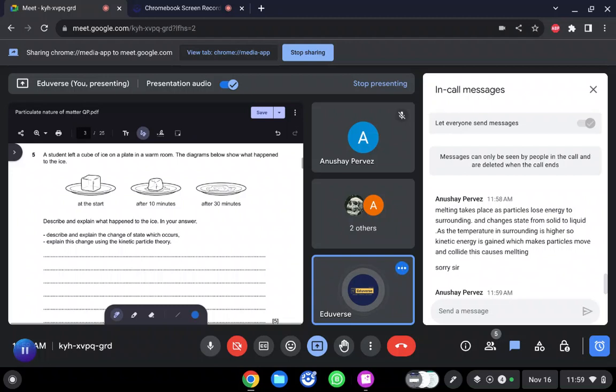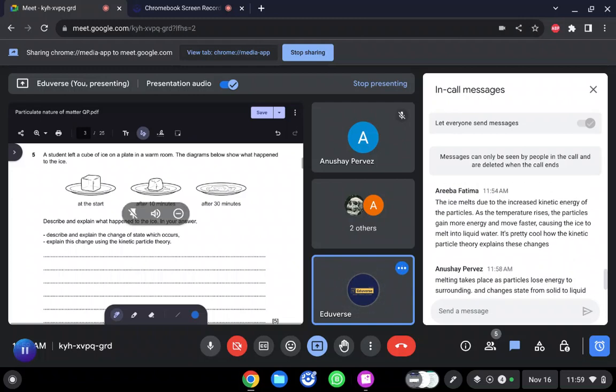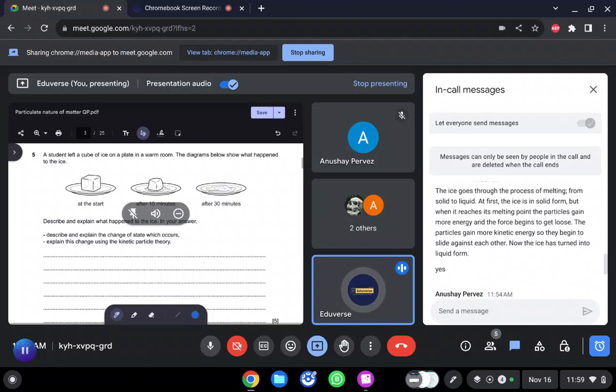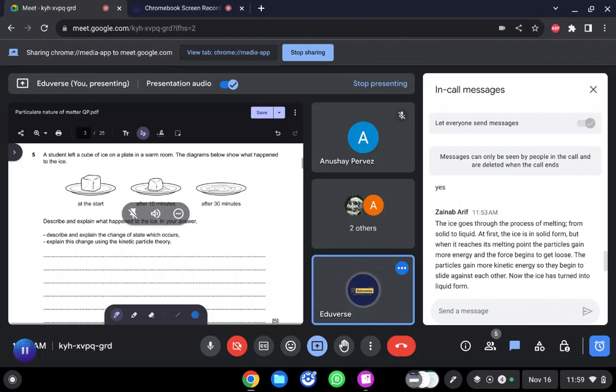As the temperature in the surrounding is higher, the kinetic energy is gained, which makes particles move and collide. This is called melting. Okay, what were the mistakes? What was the mistake done by you?